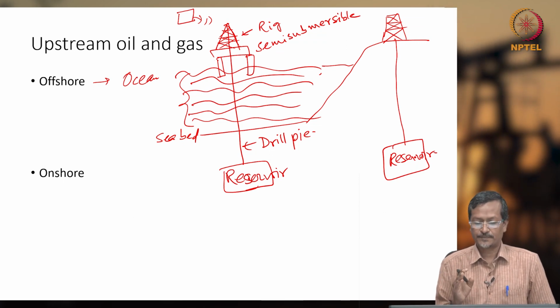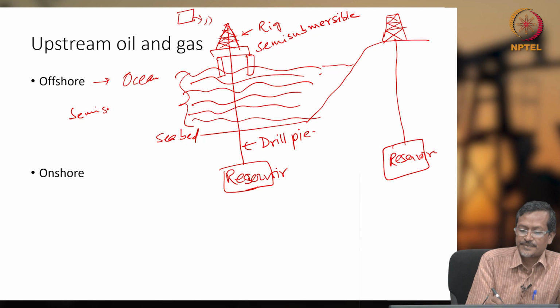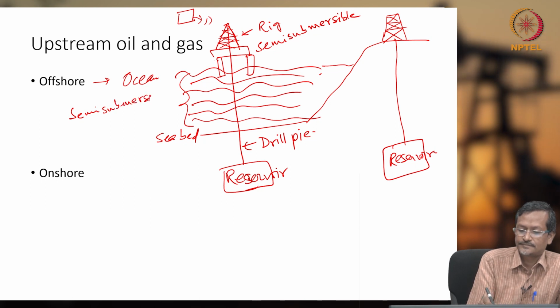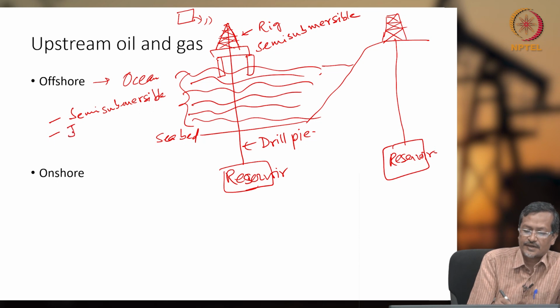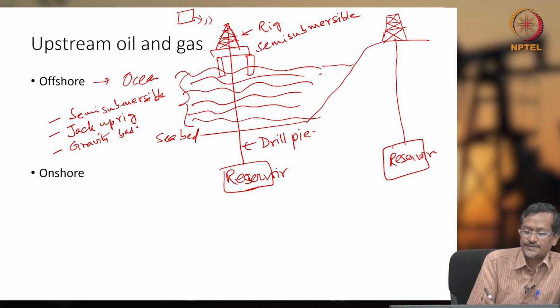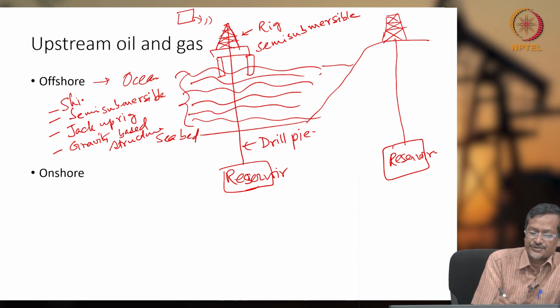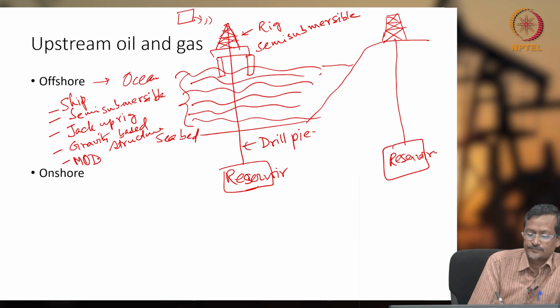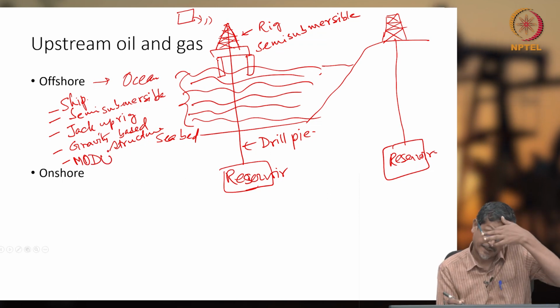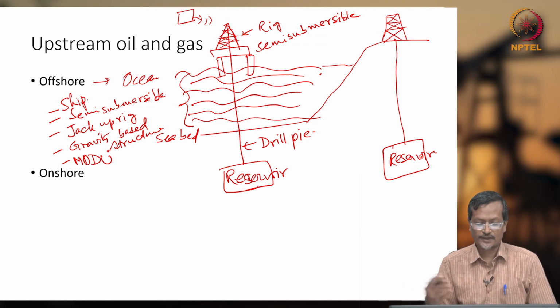There are different types of platforms. For example, the one I have drawn here is a semi-submersible. Others are the jack-up rig, gravity based structure, and drill ship. A movable drill ship is called a movable offshore drilling unit, this is MODU. So you drill a wellbore and then move the drill ship to another place to drill another hole.